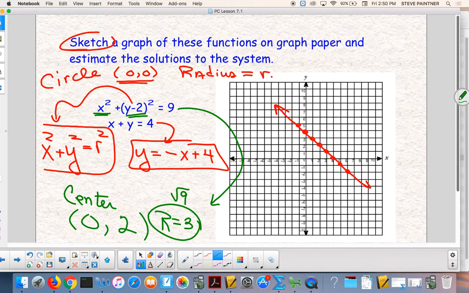So you're supposed to estimate these answers, and this is a very difficult problem to estimate. Center 0, 2, up 3, right 3, left 3, down 3.